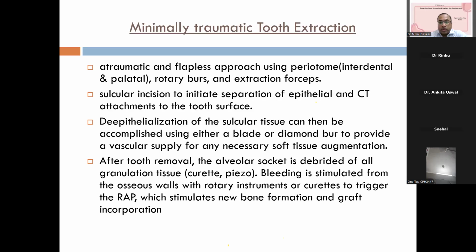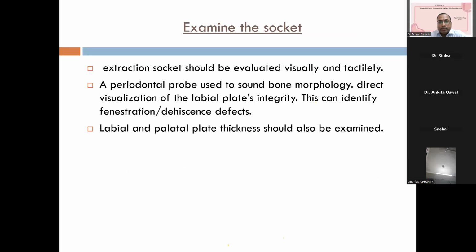After the tooth removal, the socket is debrided of all the granulation tissue using a curette or piezo. You can stimulate bleeding from the osseous wall with a rotary instrument, which stimulates new bone formation and graft incorporation. Once this cleaning is done, you examine the socket carefully, visually and tactilely. Use a simple periodontal probe to check the bone morphology. Also do direct visualization. This can identify any fenestration or dehiscence defects present inside the socket. Also, you can check for labial and palatal plate thickness, whether it is adequate or not. Ideally, research has shown that a thickness of 1.8 millimeters is a critical thickness.